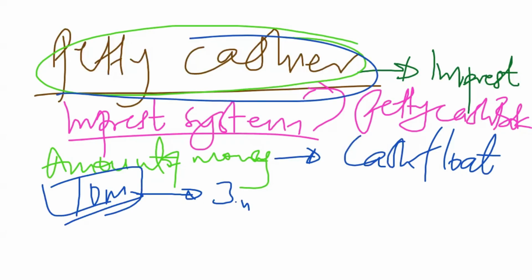The cash float, let's just use a small amount. Let's just work in thousands. We say maybe you are going to be given 1,000 US dollars. And the purpose of this 1,000 US dollars is that this amount is going to be given to the petty cashier.